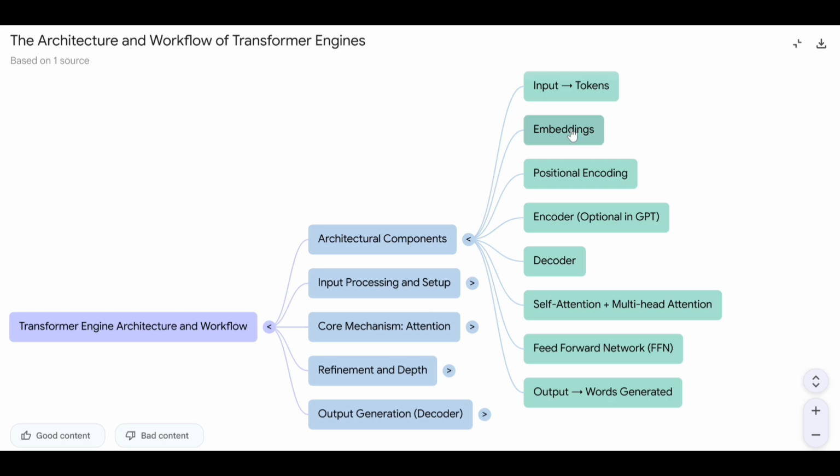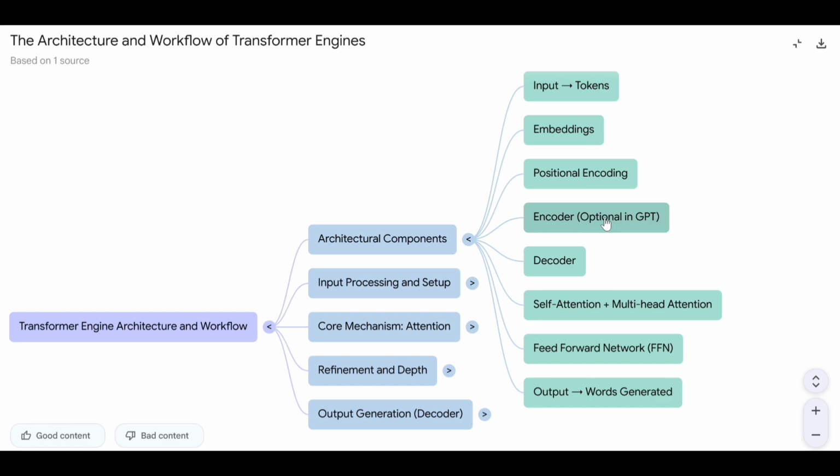Now after the embedding process is done, comes positional encoding. We have converted every token into numbers, but the model does not know the word order of that sentence. So it will add the position for each word in order to remember the word order.